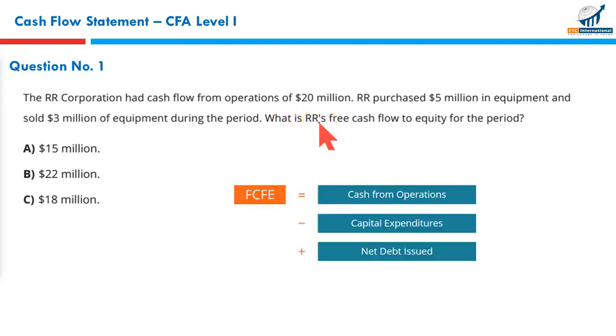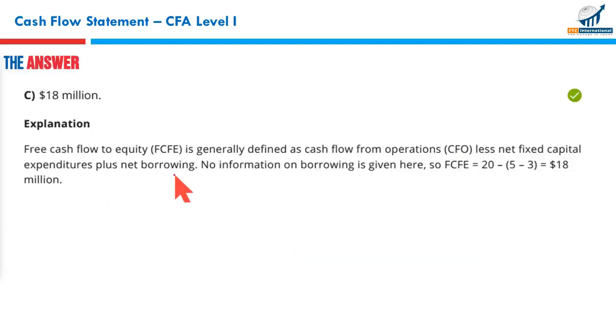This is the formula that you will use to calculate the free cash flow to equity. You need cash flow from operations. We already have it: cash flow from operations is 20 million. RR purchased 5 million in equipment. That's an outflow, negative 5 million. At the same time, it sold 3 million of equipment during the period. So there is a net change in capital expenditure of negative 2. So 20 million is cash flow from operations and net capital expenditure is negative 2. So 20 net negative 2, 18 million is your answer, and 18 million, C, it is.